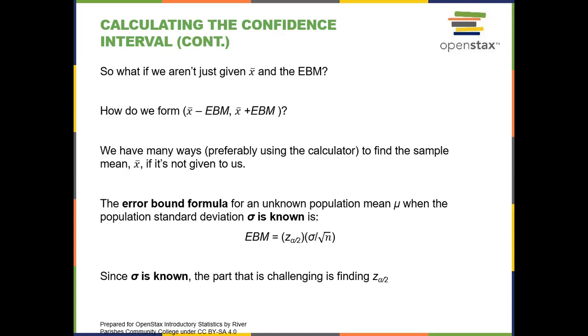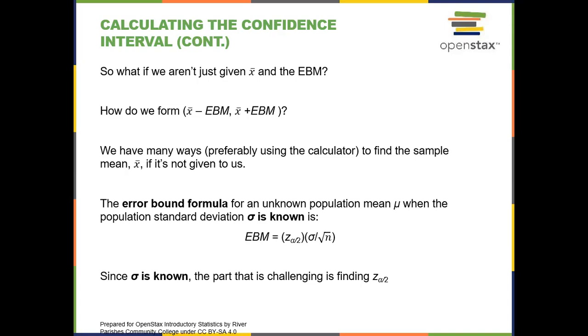The error bound formula for an unknown population mean mu, when the population standard deviation sigma is known, is z alpha by 2 times sigma divided by square root of n. Sigma is known. The part that is challenging is to find z alpha by 2. Z alpha by 2 is called the critical value of z.